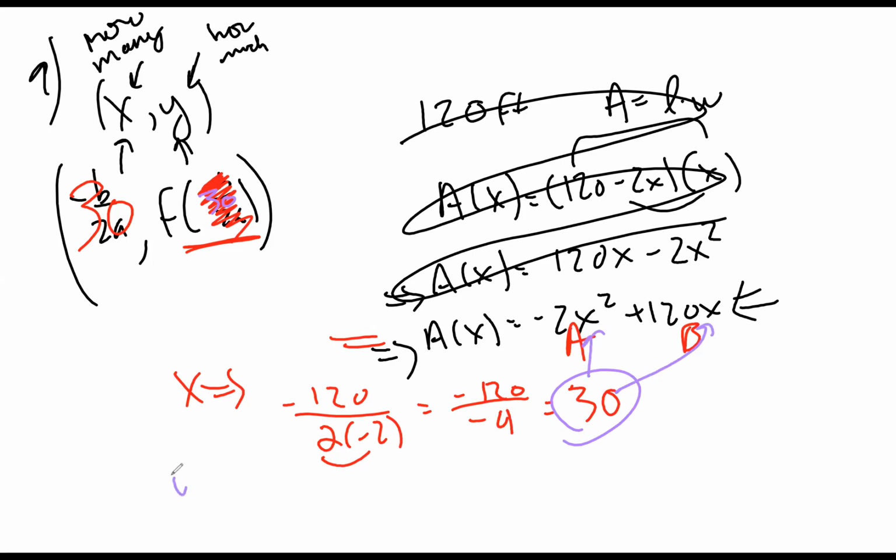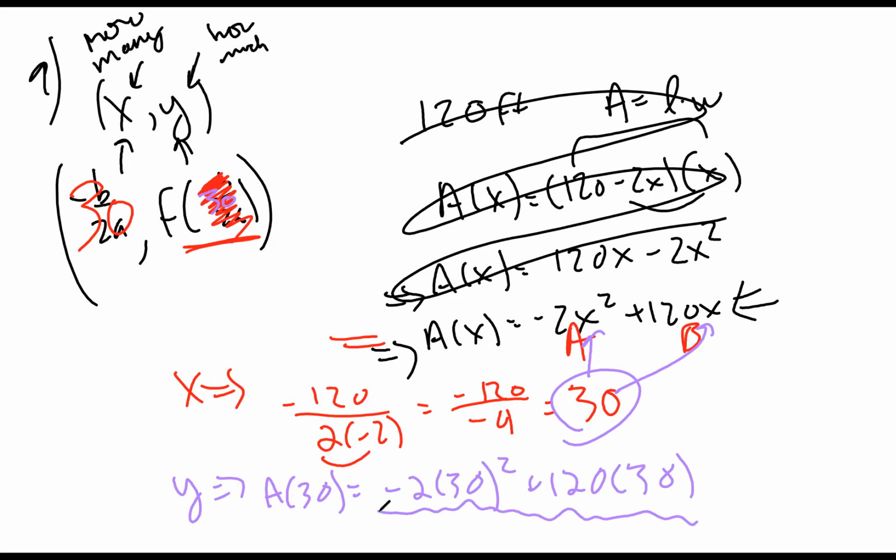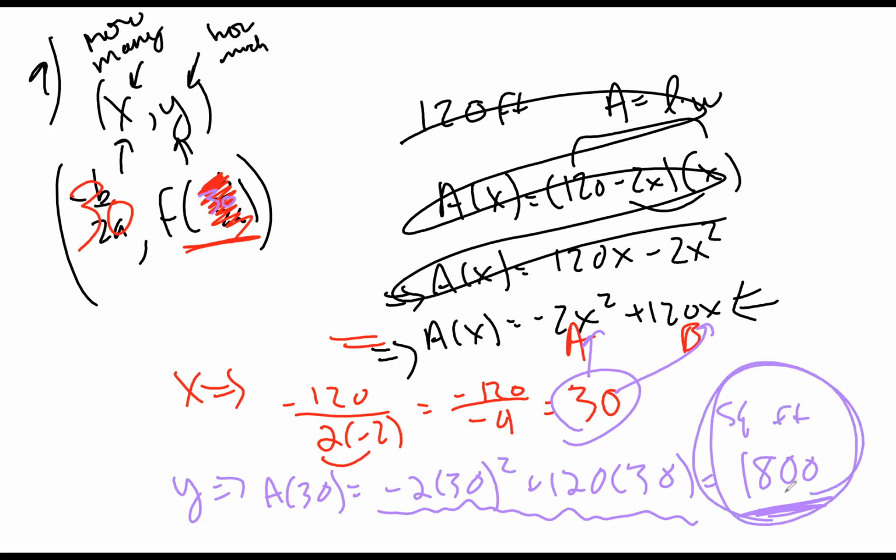To find my y value, I'm going to say a of 30 equals negative 2 times 30 squared plus 120 times 30. And then this goes right in my calculator. Negative 2 times 30 squared plus 120 times 30. When I type all of that in, I'm going to get the number 1800. And this is my how much. Since I'm asking for area, you're going to write 1800 square feet. And now we're done. That's it.